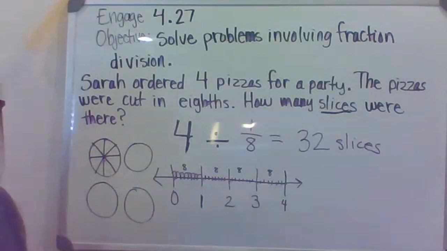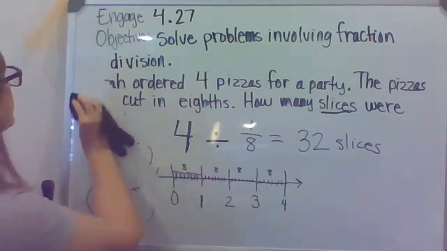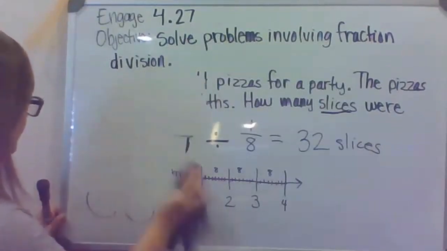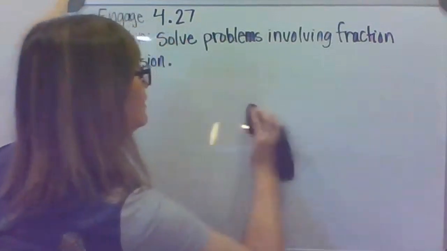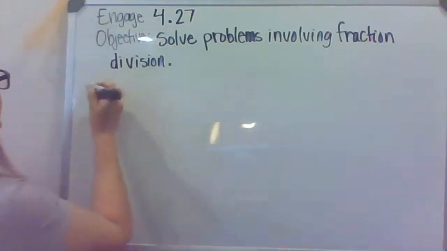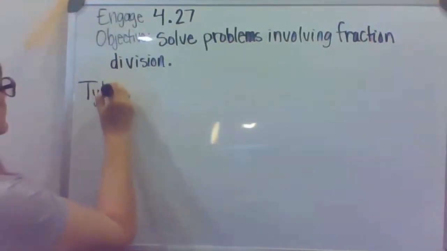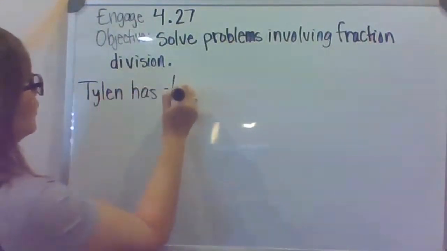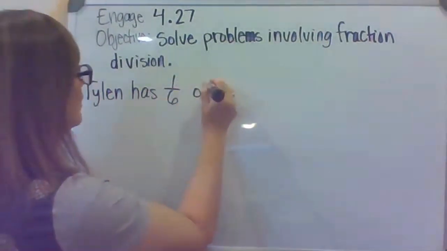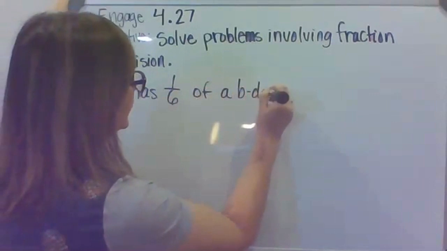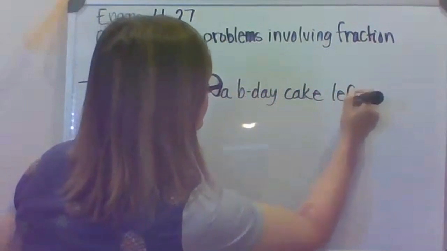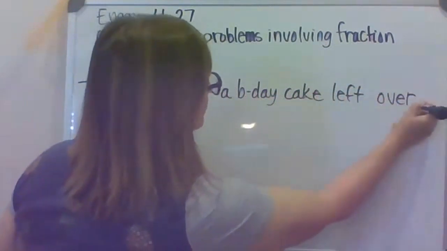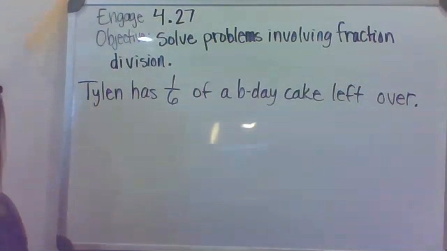Okay, the next one that we'll do for practice. This one is about Thailand. Thailand has, this is a long one, 1/6 of a birthday cake left over. So again, he doesn't have a whole cake. He only has 1/6 of a cake left over.